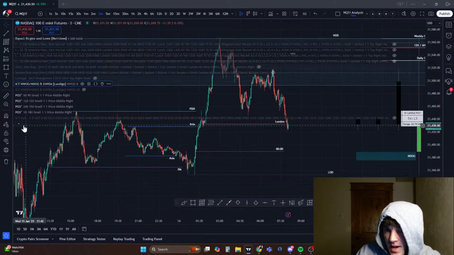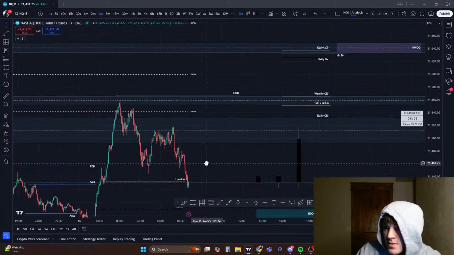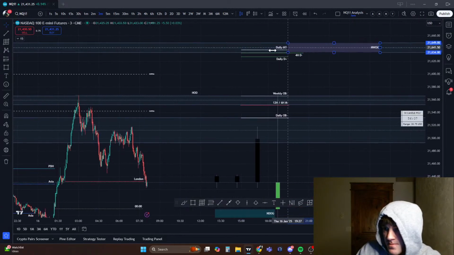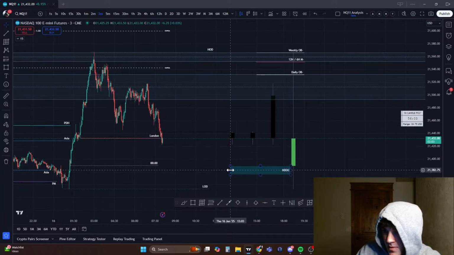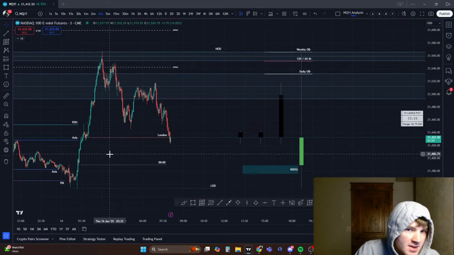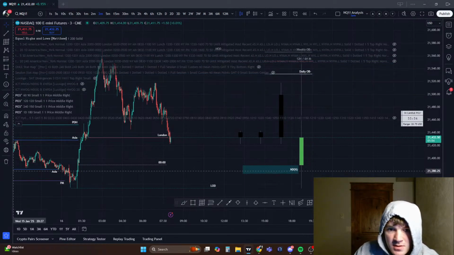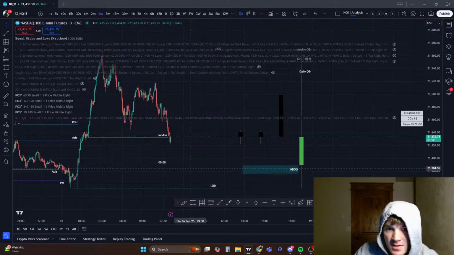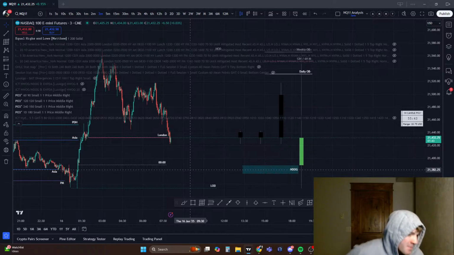New week opening gaps. Once again, I like this one. I like this one up here. So I like this new day opening gap overlapping with midnight, and it's also a 4-hour volume imbalance. I guess I don't know. Is it a volume imbalance or is it a new day opening gap?